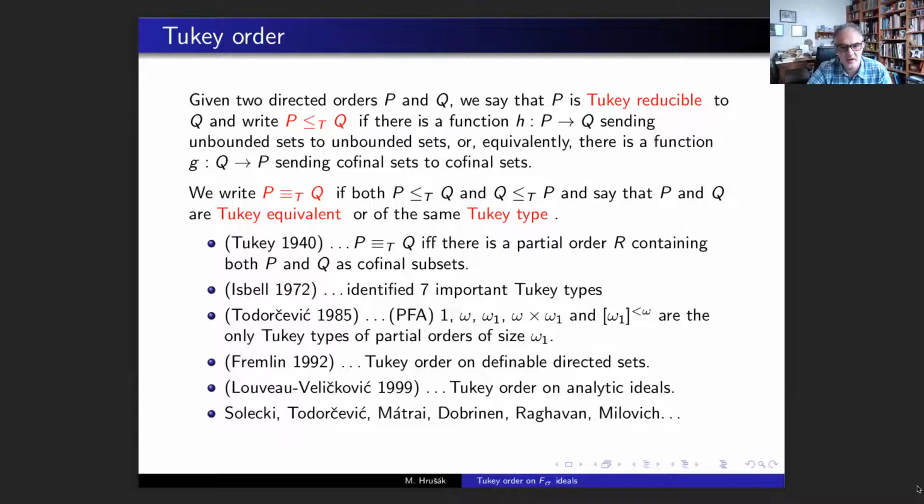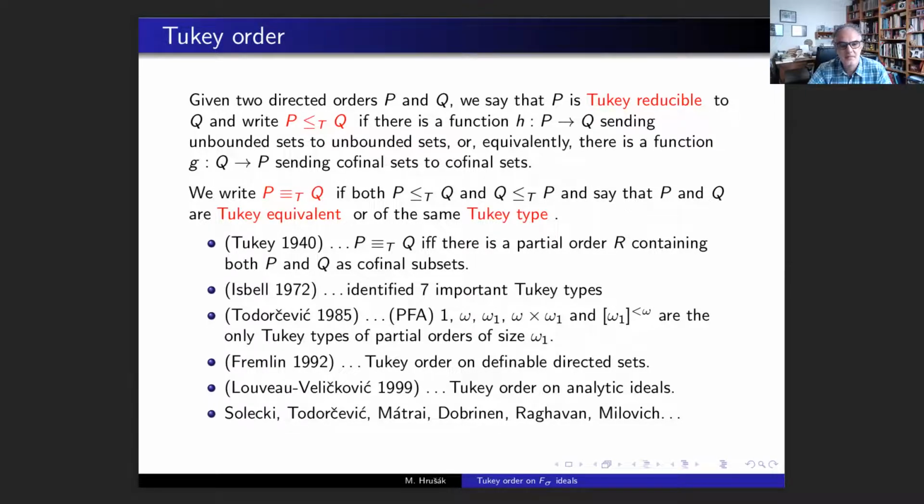So this all started with Tukey's work in 1940, where he studied convergence in a wide sense in topology. In particular, he showed that two directed partial orders are Tukey equivalent if and only if there is another partial order into which they both embed as cofinal subsets. So sometimes, rather than saying that they are Tukey equivalent, we just say that they are cofinally equivalent.